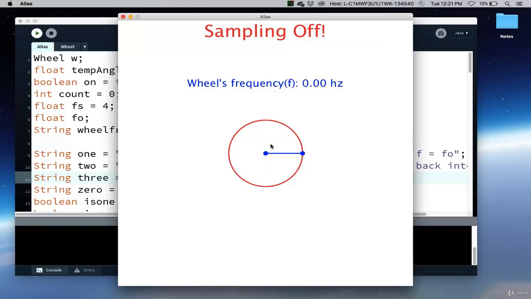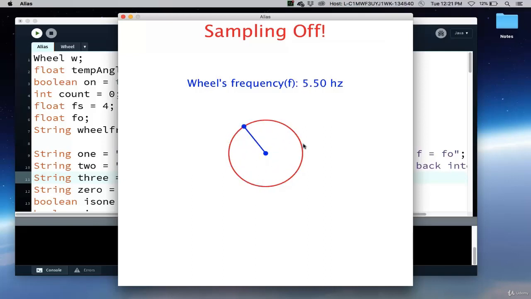Sampling right now is off, so I'm going to increase the frequency. This is going at a rate of 0.5 hertz. If I increase it again, it's going to go faster. The frequency here is 1 hertz, which means it spins one time per second. I can go up, so this is now 2 times a second. I can keep going up, and this is going to spin faster and faster. This is the wheel's frequency.